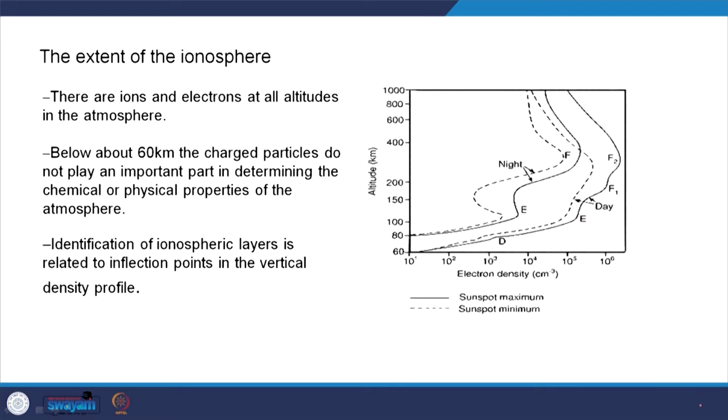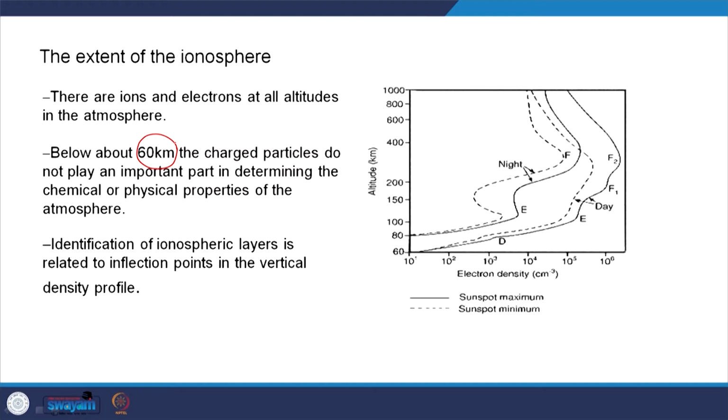So the extent of the ionosphere, how far does it stretch? There are electrons and ions at all altitudes in the atmosphere. It's not that it stops somewhere. But below about 60 kilometers, the charged particles do not play any important role in determining the chemical and physical properties of the atmosphere. So we don't generally talk about the electron and ion density that exists below 60 kilometers, because they are very, very low in number, and so they will not be able to contribute or participate in any of the physical or chemical processes that may happen.